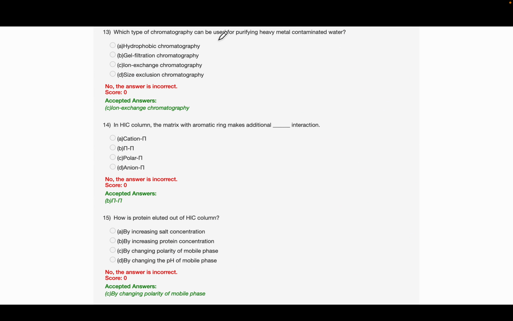Which type of chromatography can be used for purifying heavy metal contaminated water? Ion exchange chromatography. We have learned in the previous class that we perform ion exchange chromatography to purify heavy metal contaminated water. In an HIC column, the matrix with aromatic ring makes additional pi-pi interaction. Okay, additional pi-pi interaction. How is protein eluted out of an HIC column? By changing polarity of mobile phase.